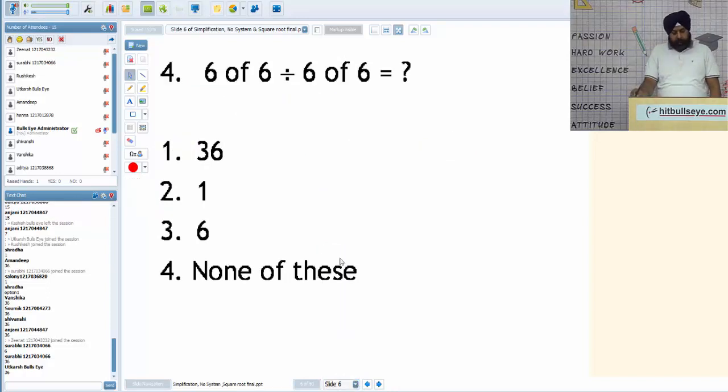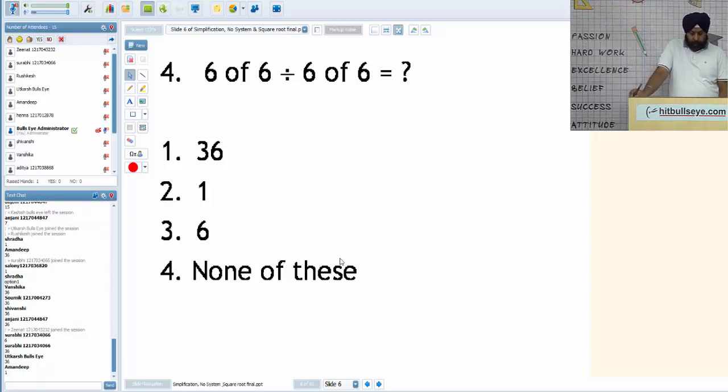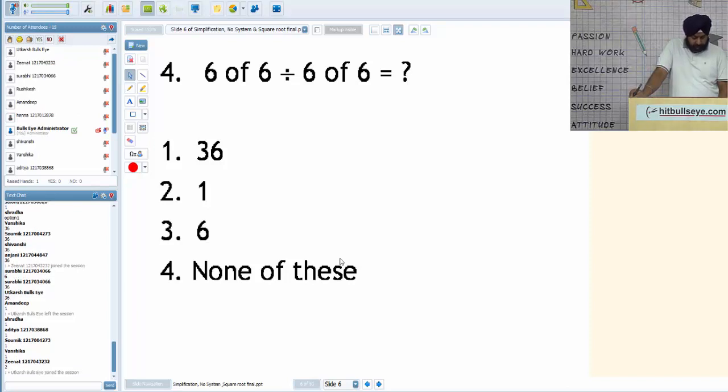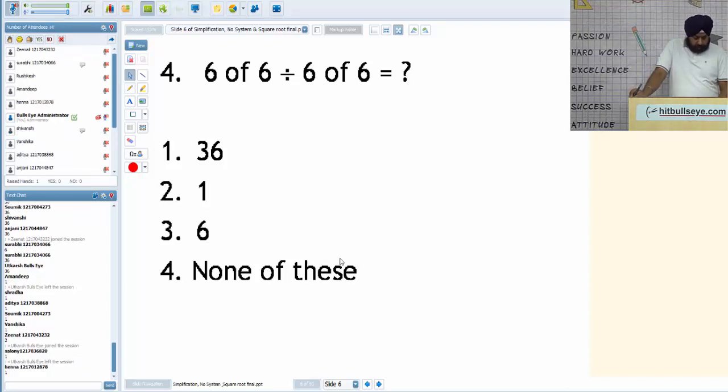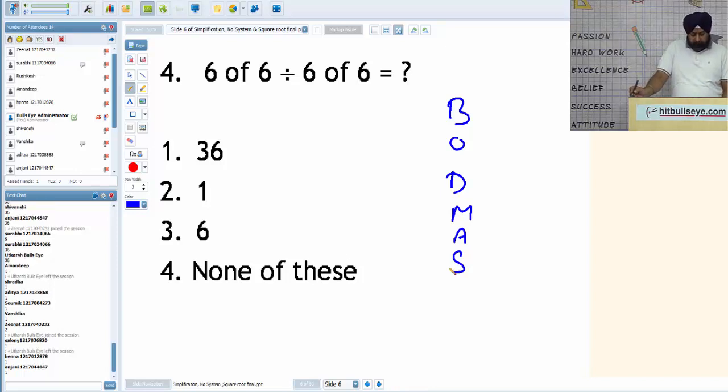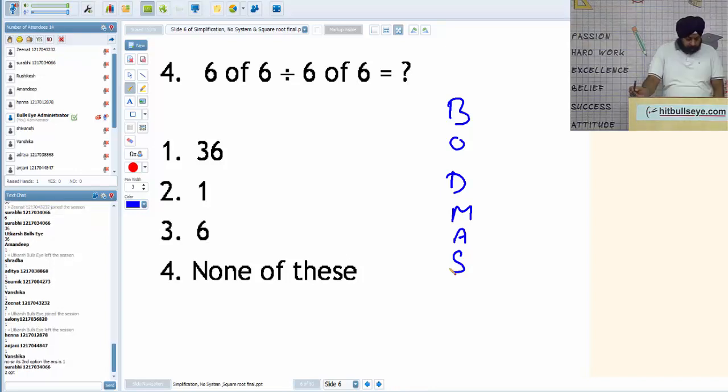6 of 6 divided by 6 of 6. Quick. So two ofs are there. Amandeep says first option. Shraddha first, Aditya first, Somik first, Vanshika first, Zenith second. I hope Zenith has joined late. So Zenith, you have to follow the rule of BODMAS: bracket, of, division, multiplication, addition, subtraction. If the sign of division is not there, then of is simple multiplication. You need not be very careful if division is not there. But if division is there, you have to be very cautious.